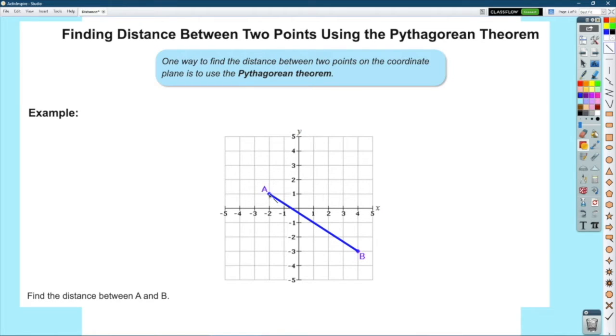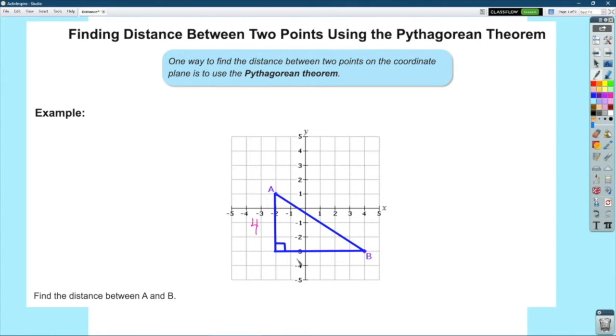So I'm going to go ahead and make a triangle off of that, which is going to help me, and that way I have a right triangle, which I need to use the Pythagorean theorem. So there's my right triangle. And then we're going to go ahead and count. And I have 1, 2, 3, 4. So this is 4. And this right here is 1, 2, 3, 4, 5, 6.